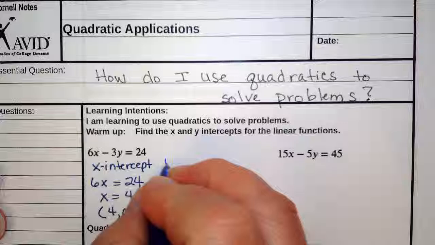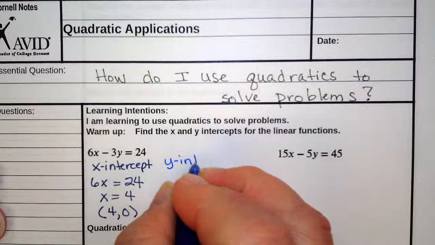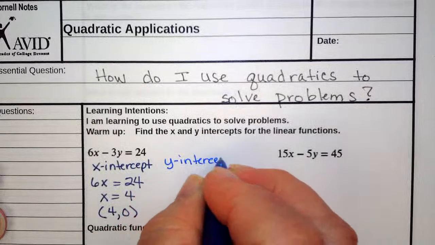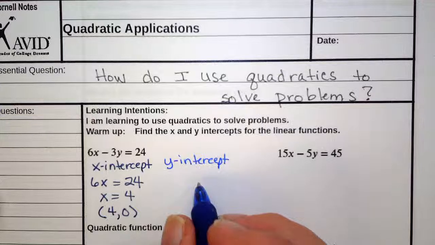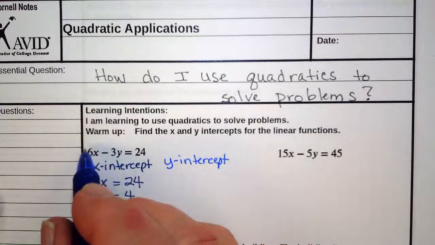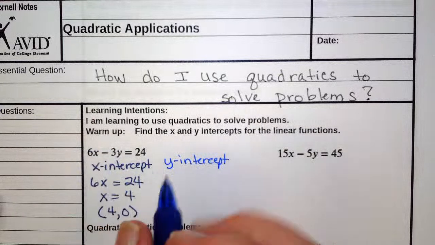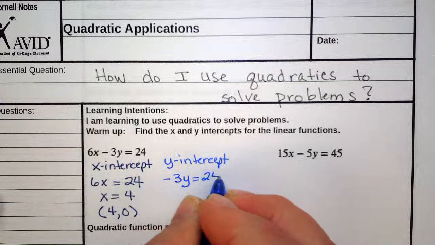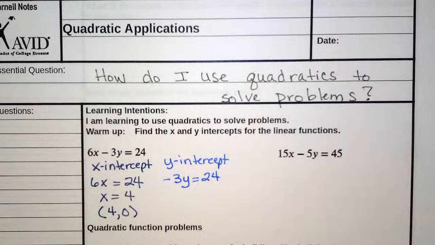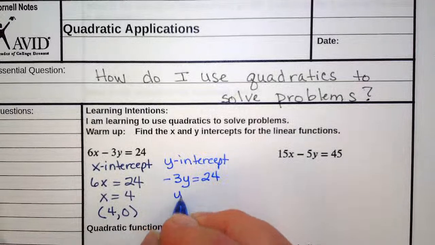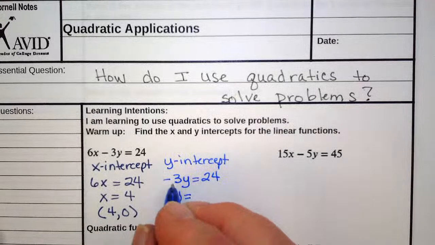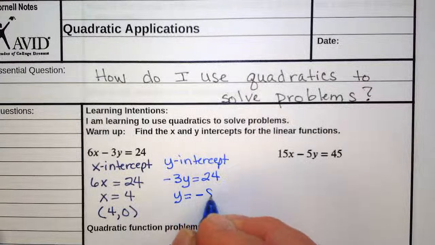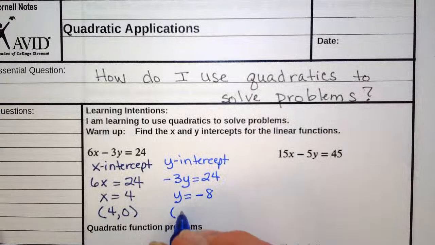Your y-intercept. The y-intercept is where x is equal to 0. So the term 6x will be gone. We're left with negative 3y is equal to 24. Divide both sides by negative 3. y is equal to 24 divided by negative 3, which is negative 8. This point is (0, -8).